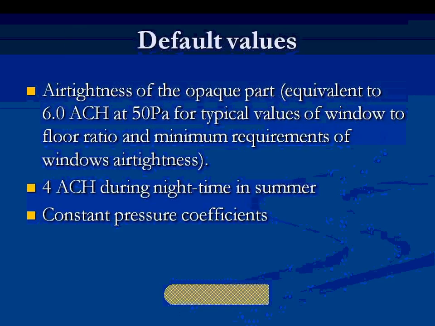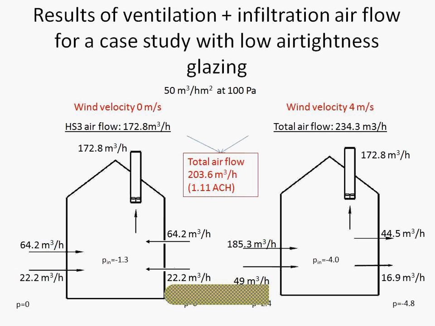Then we have the default values. I told you about that before. 6 air changes per hour at 50 pascals. And that's for the opaque part, and then we have to complement that with the values for windows. Then we have introduced the possibility of calculating night ventilation in summer, and then we assume constant pressure coefficient.